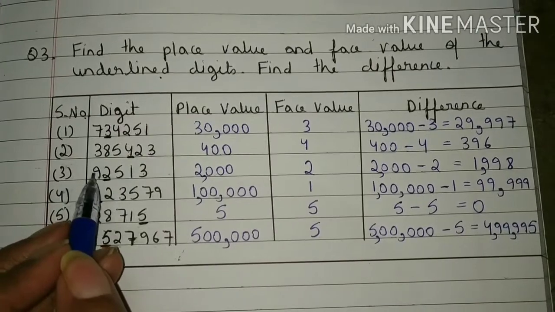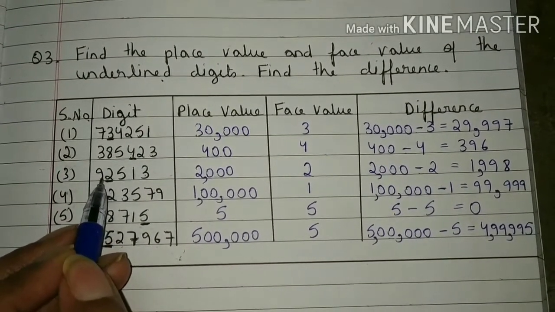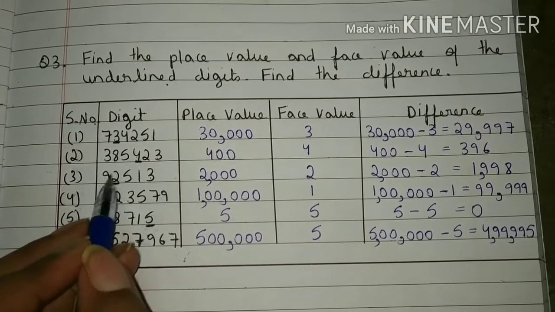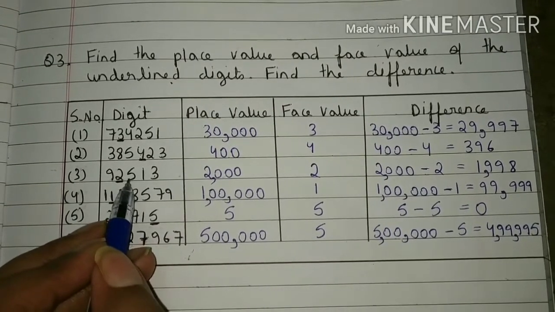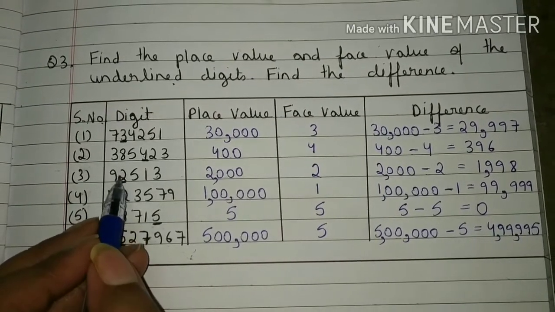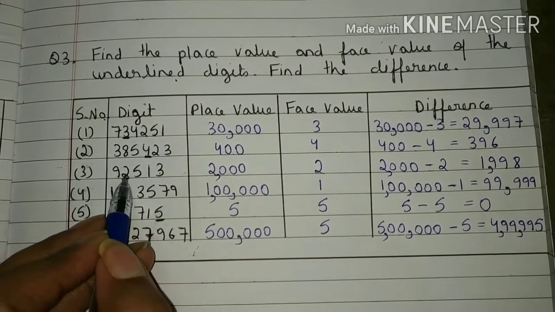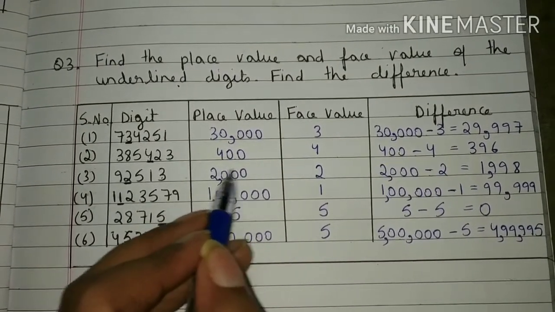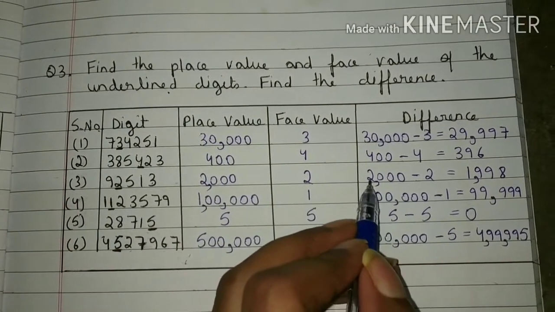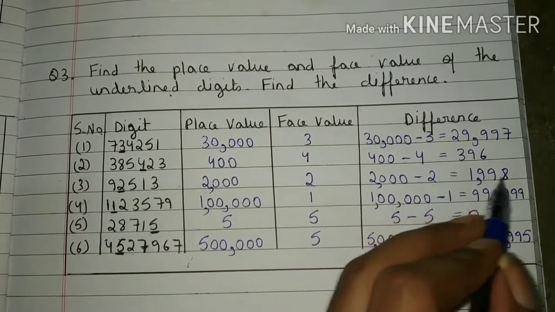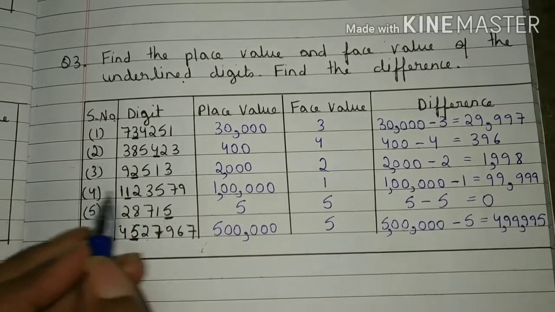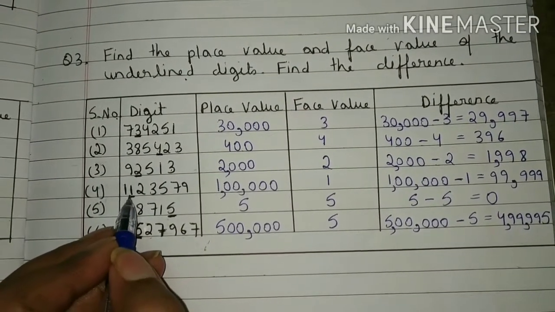Third question. Students, in this question underlined digit is 2. So you have to find the place value and face value of 2. Students, this is ones place, tens place, hundred place, thousands place. Students, you can see that 2 is at thousands place. So place value of 2 is 2 into 1000 is 2000. Place value of 2 is 2000. Face value of 2 is 2. Difference is 2000 minus 2 is 1998.